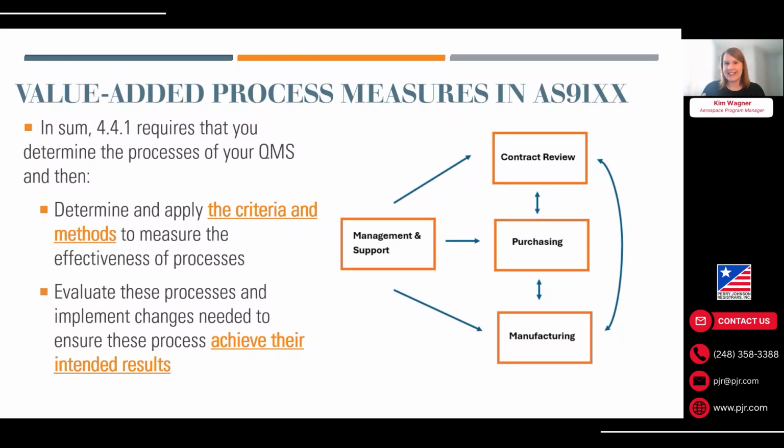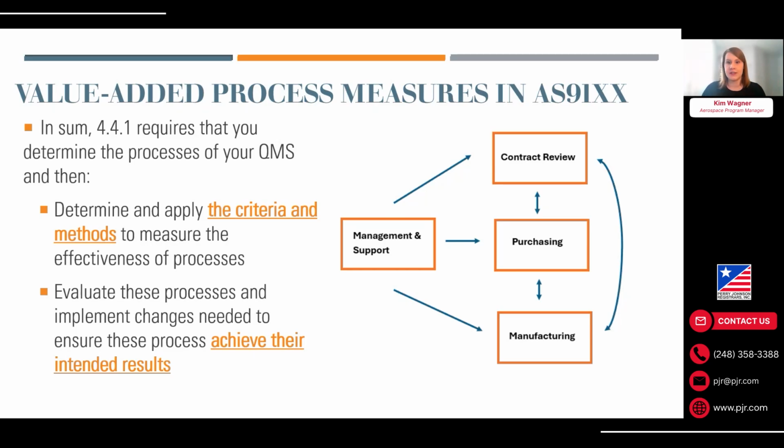Just as an example, when we talk through this section, I've put together this brief little interaction of processes. Our example management system that we're going to be talking about has 4 processes. They've got management and support, and their operational processes include contract review, purchasing, and manufacturing. That's the example we're going to keep in our minds as we go through this section. So per these requirements of the standard, we need to apply some sort of measures of effectiveness to these processes.